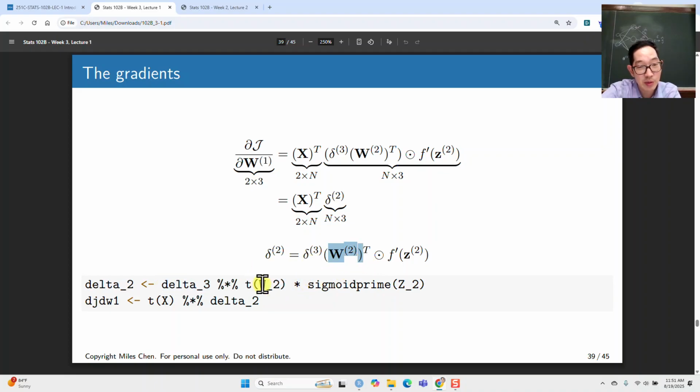So I'm just going straight to what I have. W2 transpose is W2 wrapped in t. So this is W2 transpose. This is matrix multiply here. And this is element-wise multiplication with sigmoid prime Z2. So that's going to give me delta 2. And then to get my dJ dW1 here, that's going to be X transpose matrix multiply delta 2.